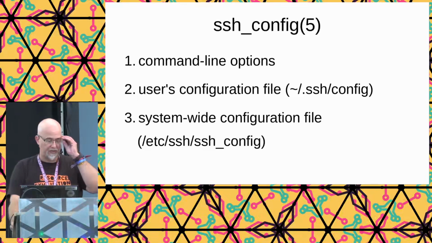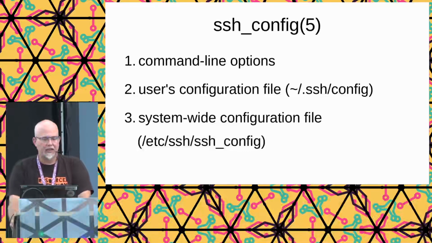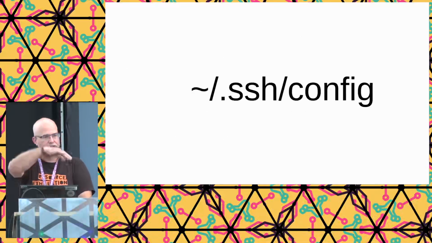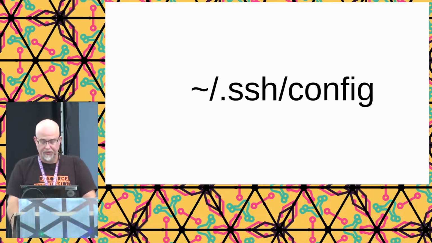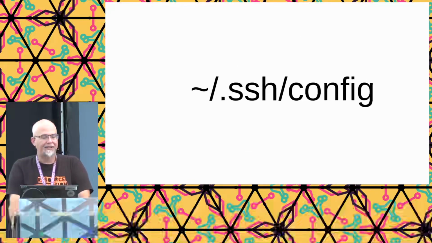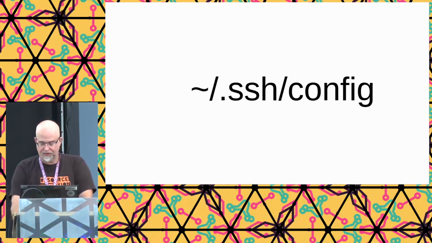In this talk, I'm going to focus on the user configuration file, which is located in the user's home directory, symbolized by the tilde, and it's in the hidden directory called .ssh, and it's called config, surprisingly.